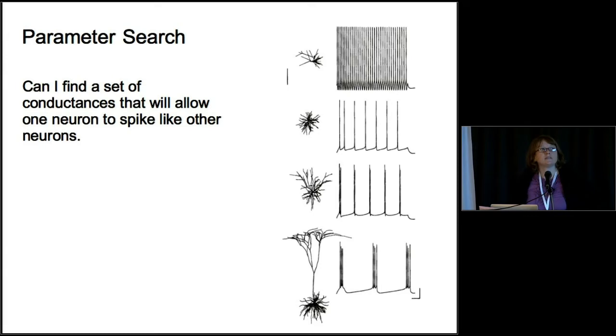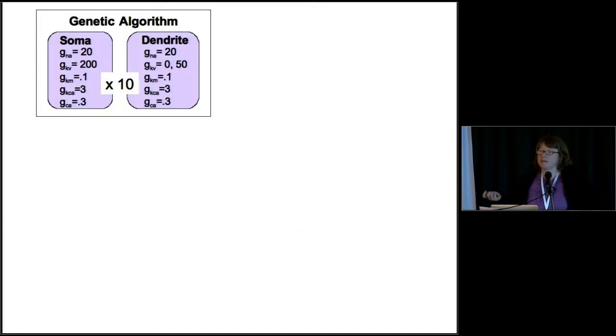So the way I went about doing this is I just did a very simple thing. I wanted to see if I could find a set of maximal conductances that would allow one of these neurons, say, this small layer 3 spiny cell, to fire like this layer 5 pyramidal cell. So I wanted to take each combination to see if this neuron could fire like this neuron, if this neuron could fire like this neuron, to see if the brain was actually able to achieve that.